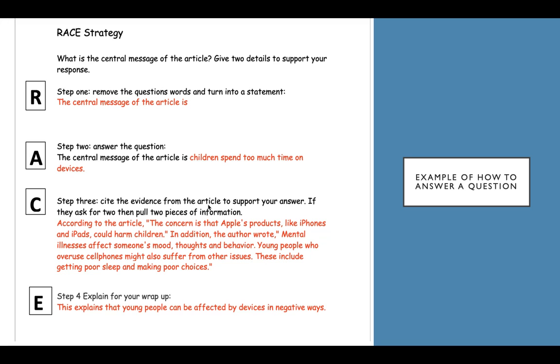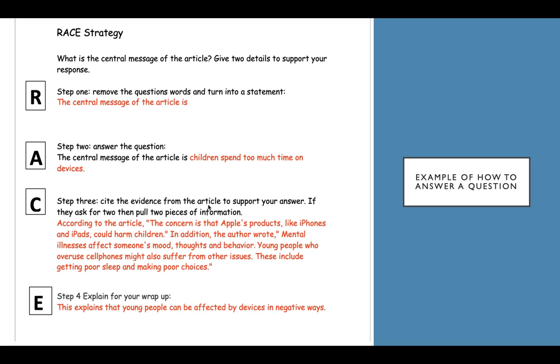Here's an example of how to do the RACE strategy. A question was, what is the central message of the article? Give 2 details to support your response. So you can see it says, remove the question words and turn it into a statement. I took away what is and changed it to a statement that says the central message of the article is. Step 2, answer the question. The central message of the article is children spend too much time on devices. In the story we read on Newsela, it talked about how kids use devices way too much. So that ended up being the central message of that article.